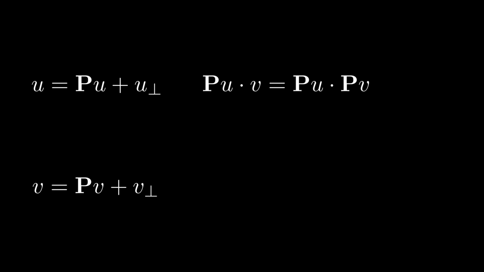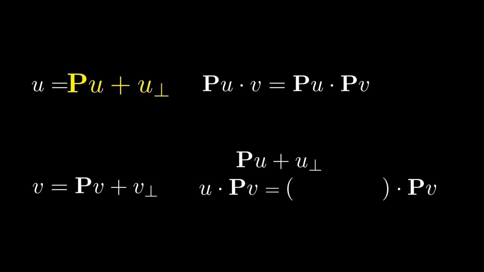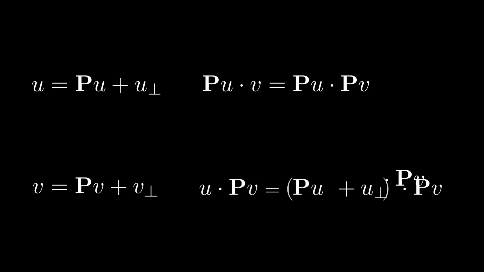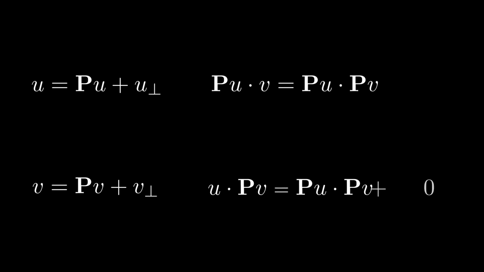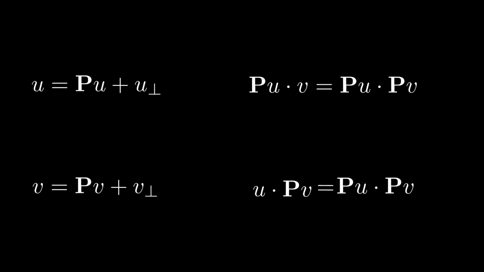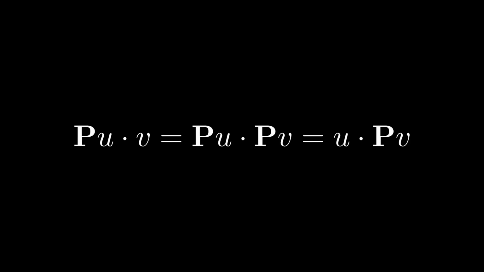And you can go the other way as well. If we dot u with the projection of v, we can expand u, then distribute the product. Dotting a projection with a perpendicular gives 0, and so all three of these must be equal to each other. So it doesn't matter whether we do the projection on the first vector or on the second or to both, we still get the same dot product.